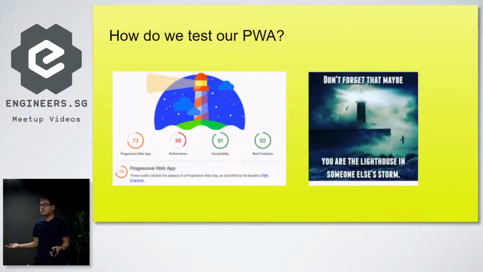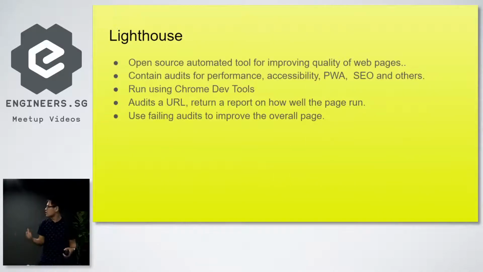So how do we test our progressive web application? We can use Google's Lighthouse to test the performance of how our application is working. So what is Google's Lighthouse? Google's Lighthouse is an open source automated tool for improving the quality of web pages. It has different characteristics and features that we look into, and then we can determine how to improve our website. It contains audits for performance, for progressive web applications, for search engine optimization, and other features. You can run it using Chrome DevTools in the Google Chrome browser, and you can audit.